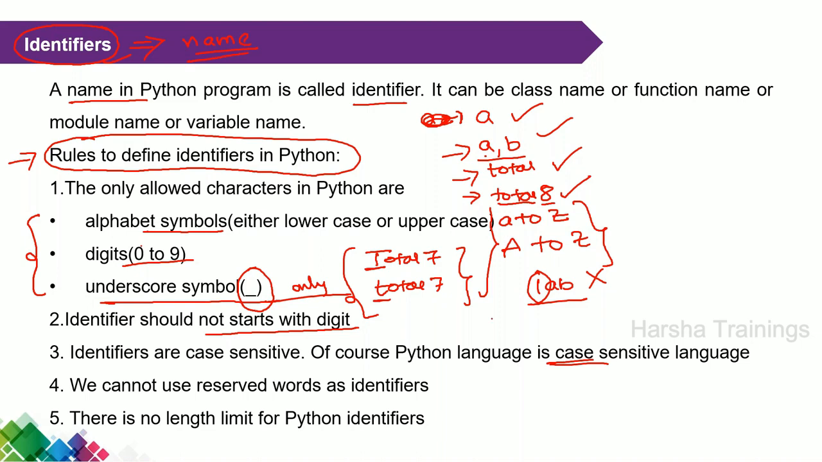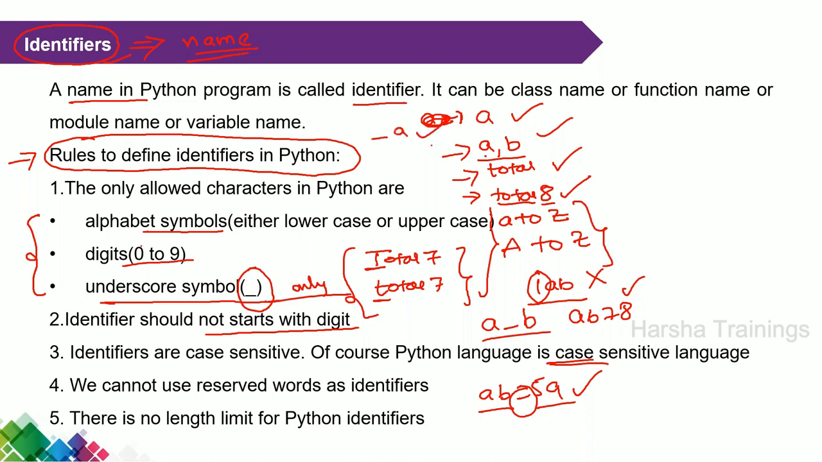Suppose a underscore b, it is allowed. AB78 is allowed. AB underscore 59 is allowed. Digit in the sense not only 0 to 9, you can use any combination of the digits, any combination of the letters, and the only special symbol is underscore. But the only important thing is that it does not start with a digit. It has to start with either an alphabet, or underscore is also possible.